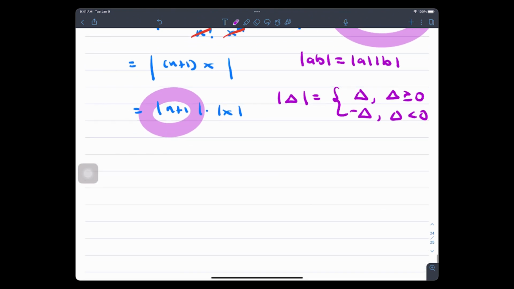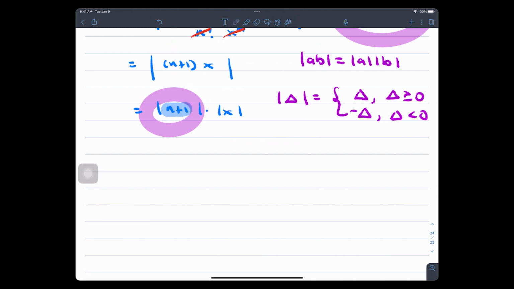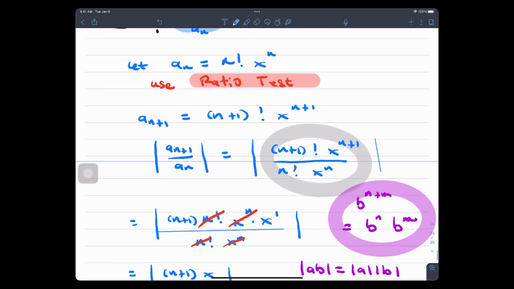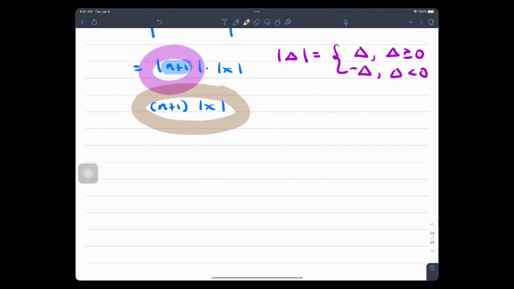Okay, so what happens now is because what's under the radical, what's in the absolute value, is a natural number, we just get rid of that absolute value sign. Okay, because it's positive, so you're using that logic here. So this is what we just found. This is what? The absolute value of the ratio. And that's what you're going to have to take the limit of now.